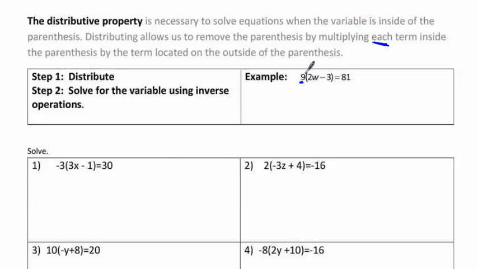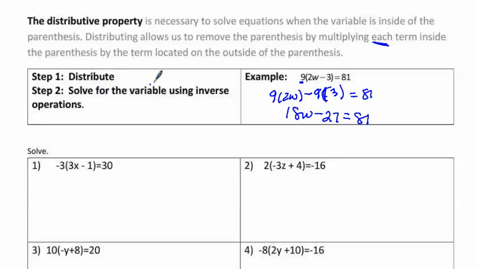So for example, 9 times 2w minus 9 times 3 equals 81. Okay, 9 times 2w is 18w minus 27 equals 81.